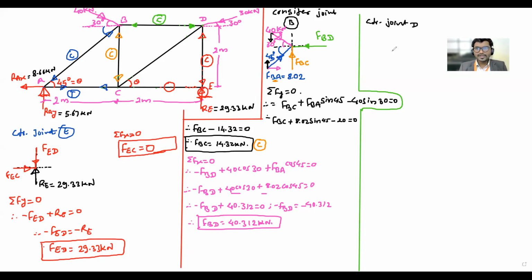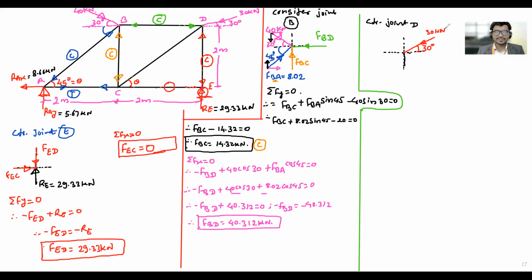Go for the FBD first. Dotted x and y axis for joint D: horizontal as the dotted x axis, vertical as the dotted y axis. Then at joint D, in the first quadrant, coming downward means actually it is in the third quadrant, but we will show it as it is here. This is the active force at an angle of 30 degrees with a magnitude of 30 kilonewtons.